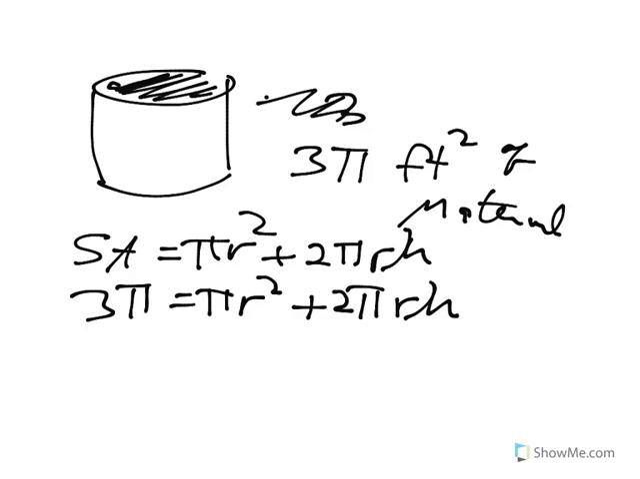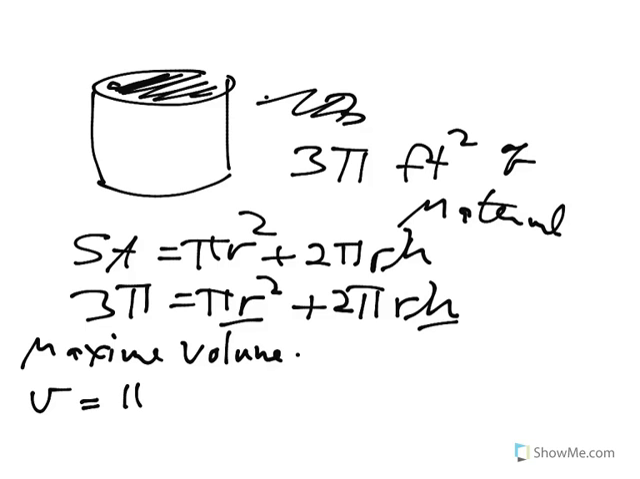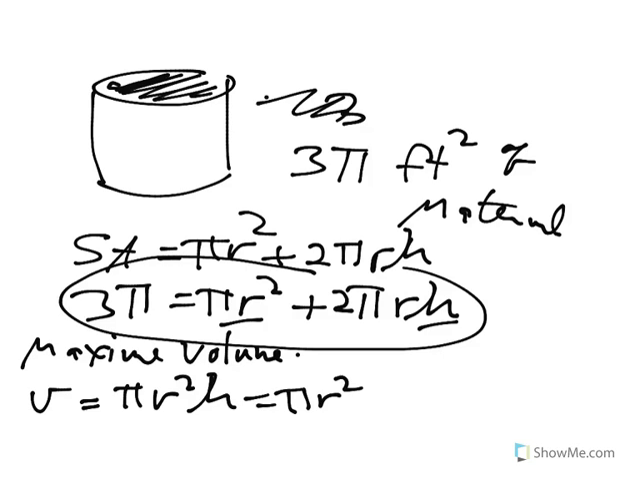That's the formula that only has two variables, the r and the h. We want to maximize the volume, so using this amount of material, how could I get the most volume possible? Well, V equals pi r squared h, which is pi r squared. I've got to come over here and solve for h, and if I do that, I could divide everything by pi first. Then I could subtract the r squared from both sides and divide by r. So h is 3 minus r squared over 2r.